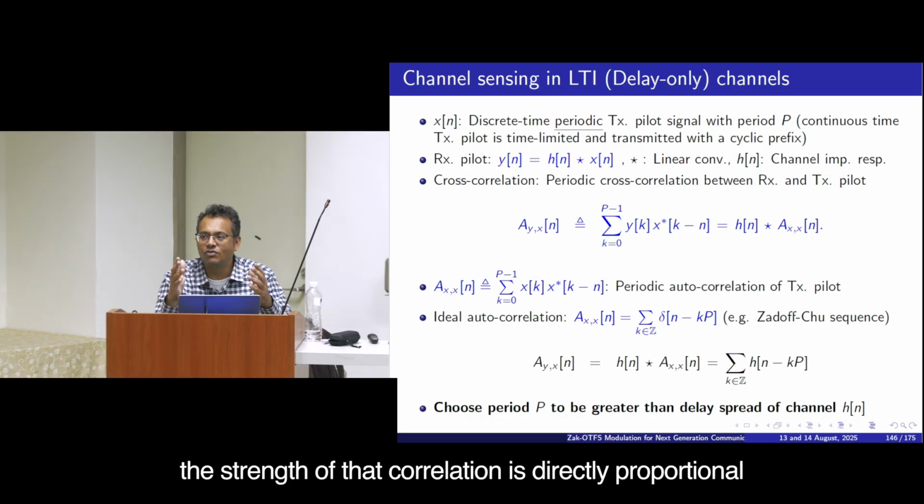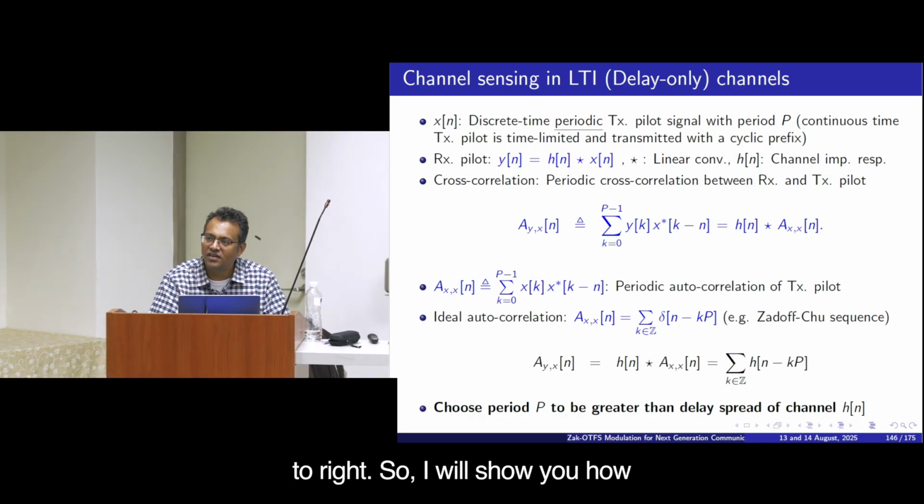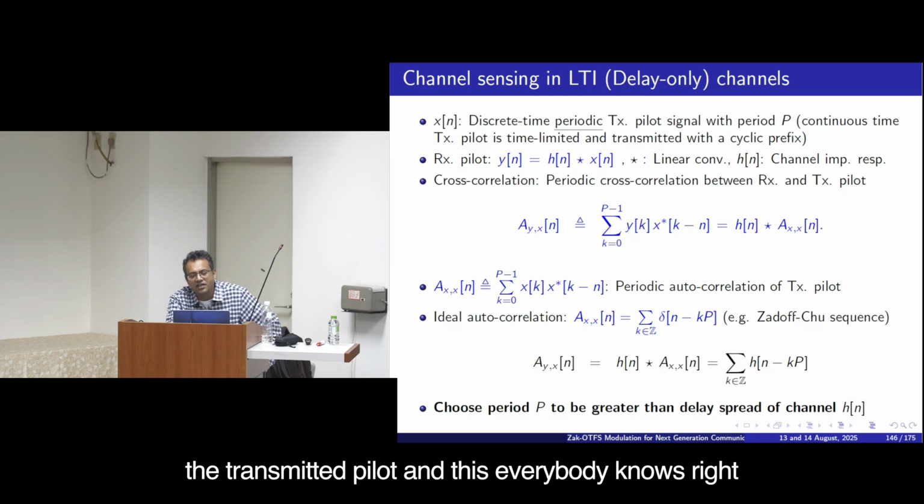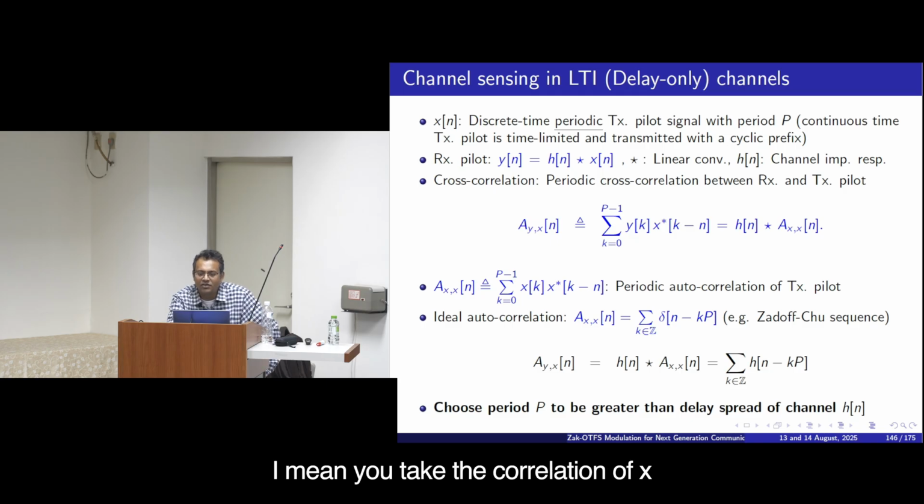So, the strength of that correlation is directly proportional to, right. So, I will show you how. This is the periodic autocorrelation of the transmitted pilot, and everybody knows this, right. You take the correlation of x with itself.